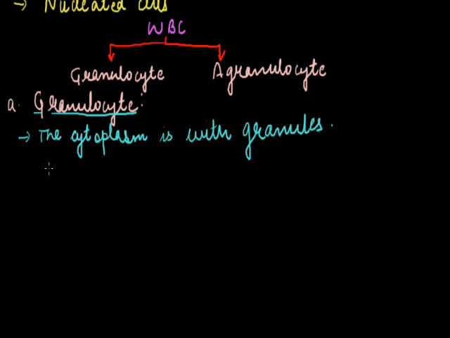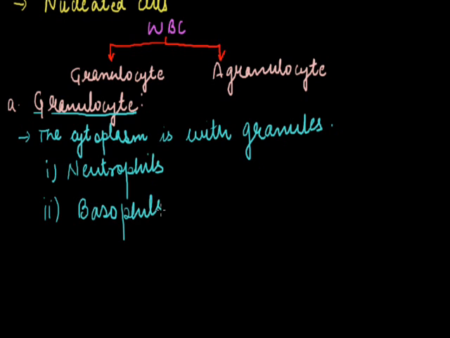These granulocyte WBC are further classified into three types. They are neutrophils, basophils, and the third category is acidophils. All these three types of granulocyte WBC have granules present in their cytoplasm.